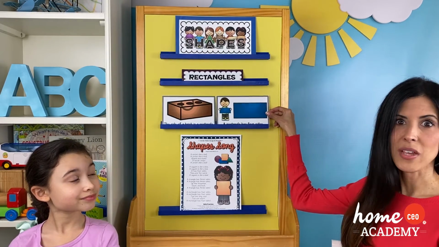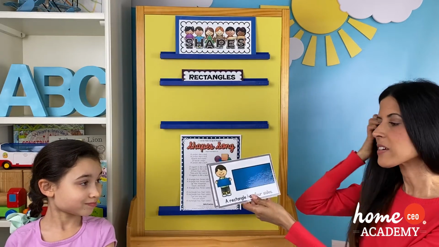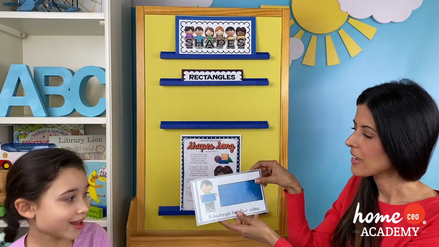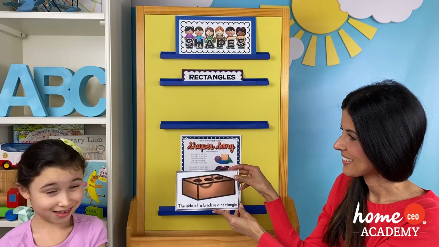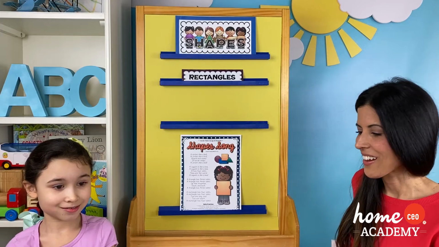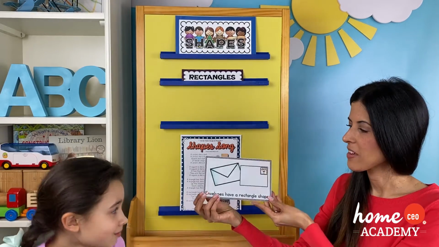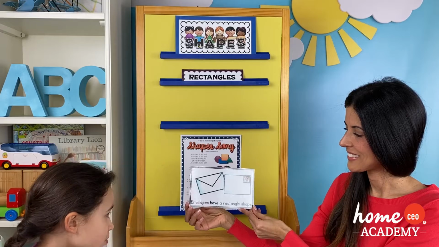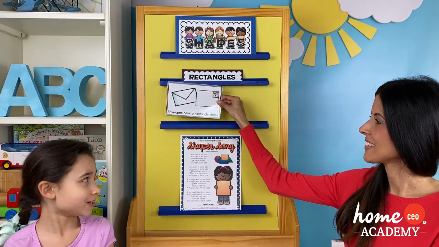Now, the last time that we got together, friends, we did these 2 sentences. We had a rectangle has 4 sides. And the side of a brick is a rectangle. Thanks, Lexi. Can you help us refresh our board? Of course. Okay. So we're going to put 2 more sentence cards up. This one says, envelopes have a rectangle shape. Definitely a rectangle. Yep, shape.